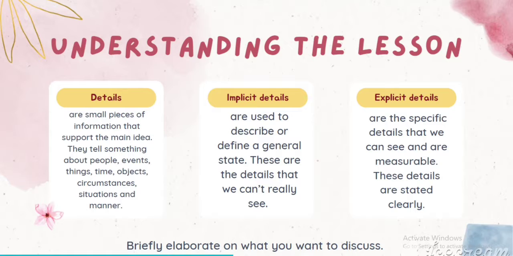While explicit details are the specific details that we can see and are measurable. These details are stated clearly. That's why explicit details are information or it is a sentence or a part of the text. You can see it inside the paragraph that you are reading.